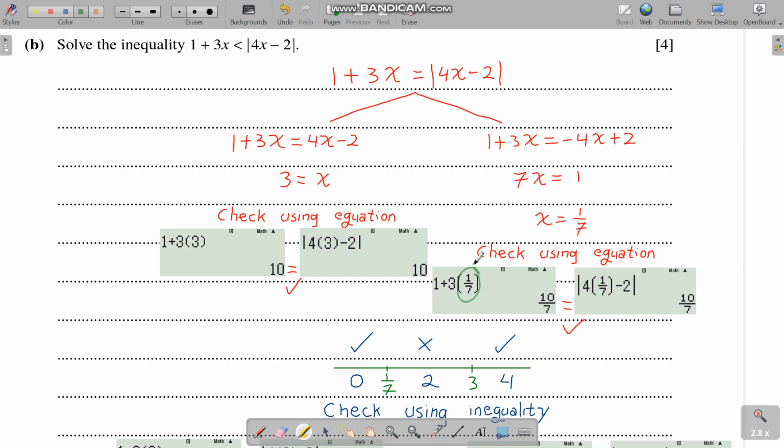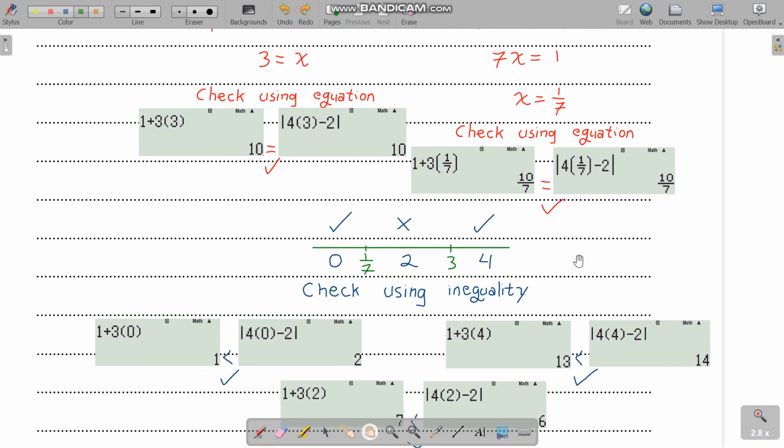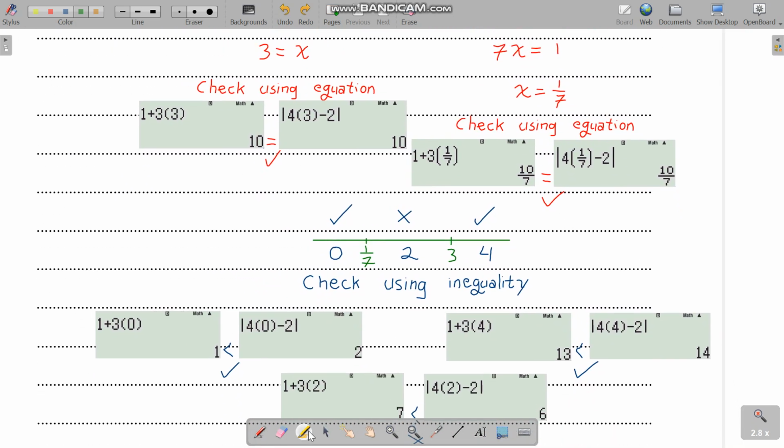Same thing with the 1 over 7. You use your calculator and check. If you get the same thing, you can use the critical value. Okay, sometimes we get something different, something negative, something positive, so we cannot use the critical value, but here we can use both critical values, the 1 over 7 and the 3.